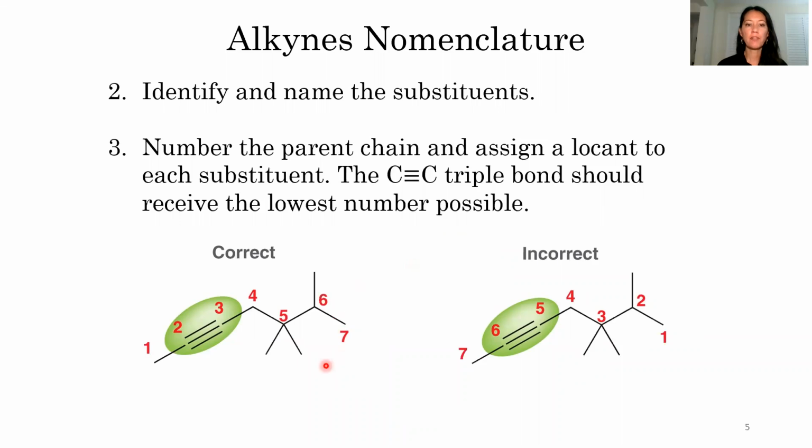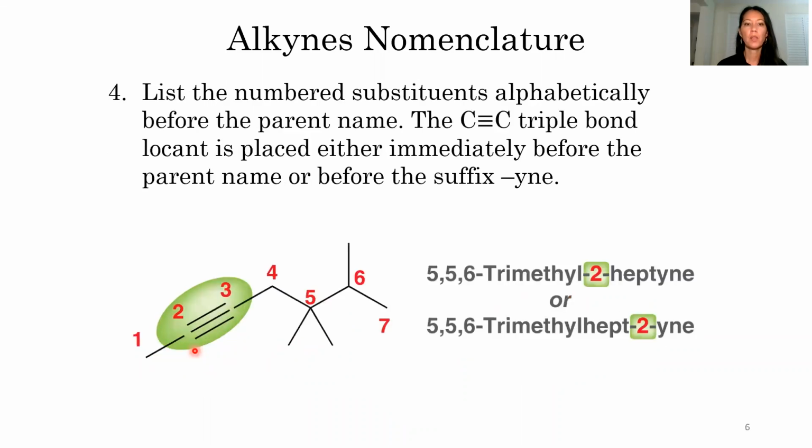As usual, you would identify, name, and number the substituents. What you want to do, though, is number the chain so that the alkyne gets the lowest possible number. So you would start numbering on the side closest to the alkyne, 1, 2 here. So if you have these 3 substituents, 3 methyl groups, you get 5,5,6-trimethyl-2-heptyne. Alternatively, you could put the 2 before the -yne, just like with alkenes.